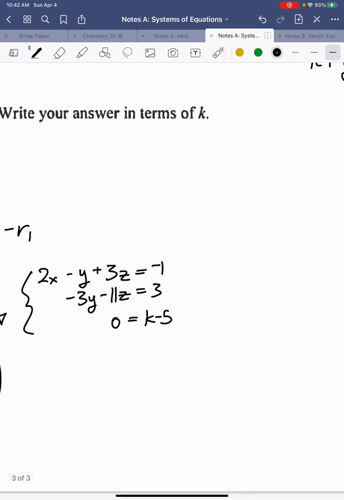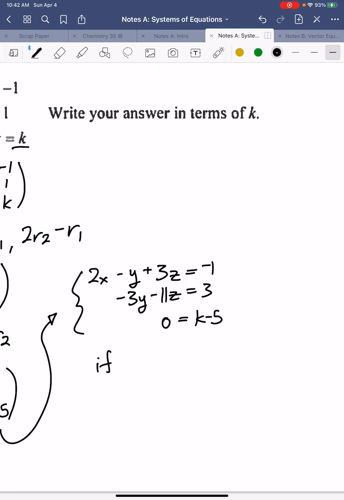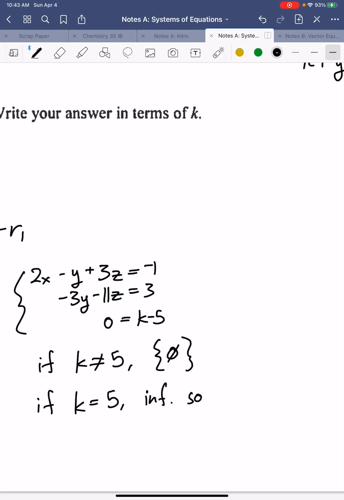So if k is not equal to 5, then there's no solutions. Because if k does not equal 5, let's say it equals 4, then 0 can't be -1, right? So it has to be 5. If k equals 5, infinitely many solutions. So let's just go up there, because there's more space up there.